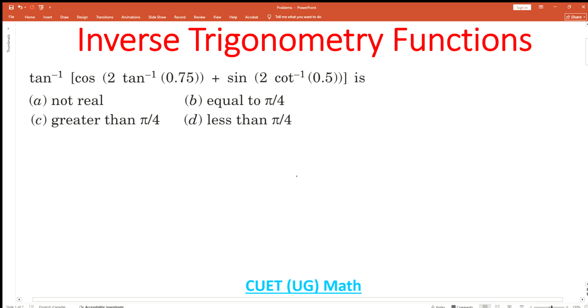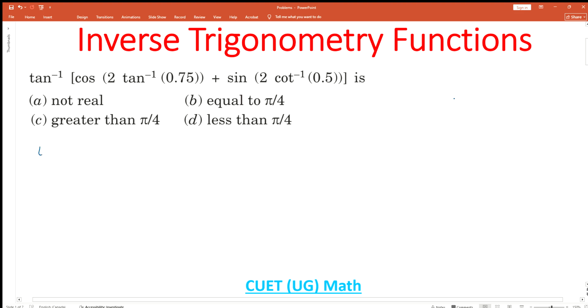In this video, we'll solve an inverse trigonometry function problem. As per the problem, tan inverse of cos of 2 tan inverse 0.75 plus sine of 2 cotangent inverse 0.5 is. We are given 4 answer choices. We have to choose the correct answer choice. Let's start by analyzing the given expression.